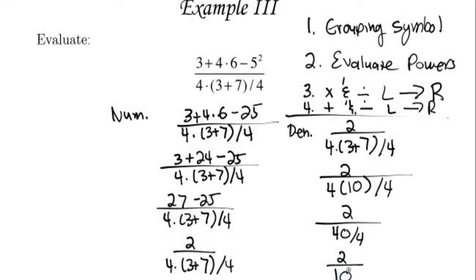So you see what I did is I got my result in my numerator, which is 2, and then I got the result in the denominator, which is 10, and I'm going to divide those. And I can simplify this further to 1/5. So when you have a fraction bar, handle the numerator and the denominator separately, and then divide the results.